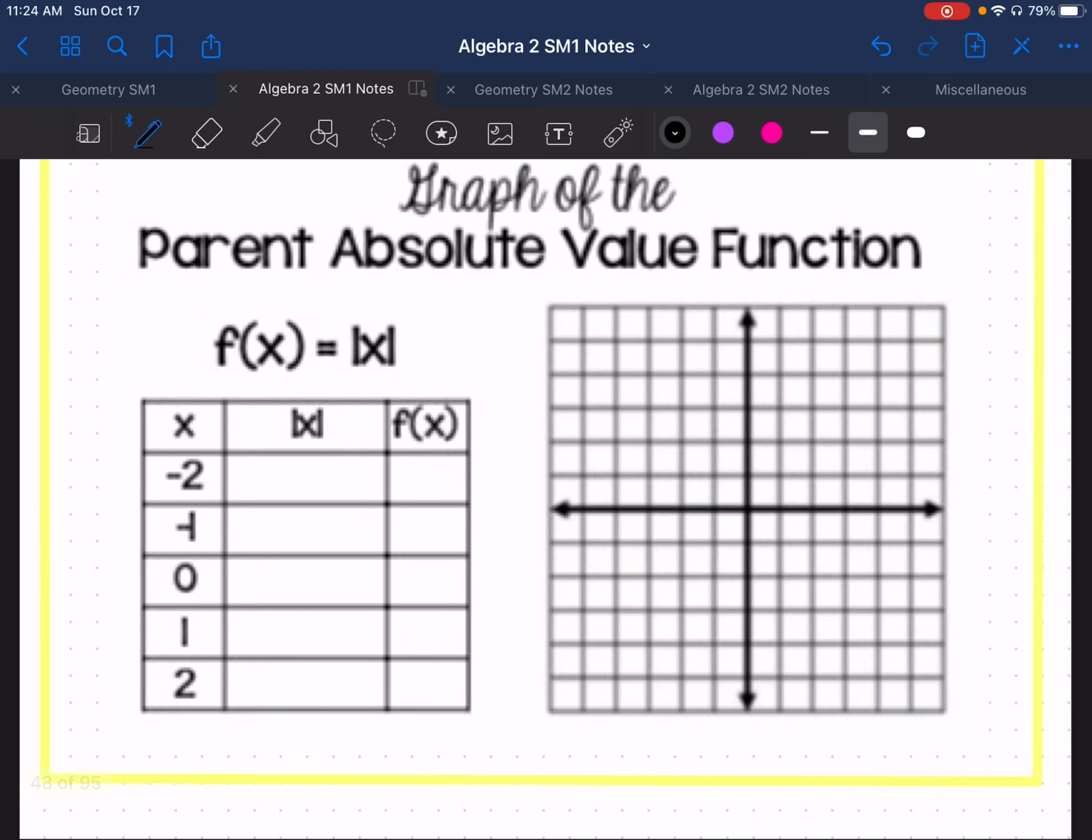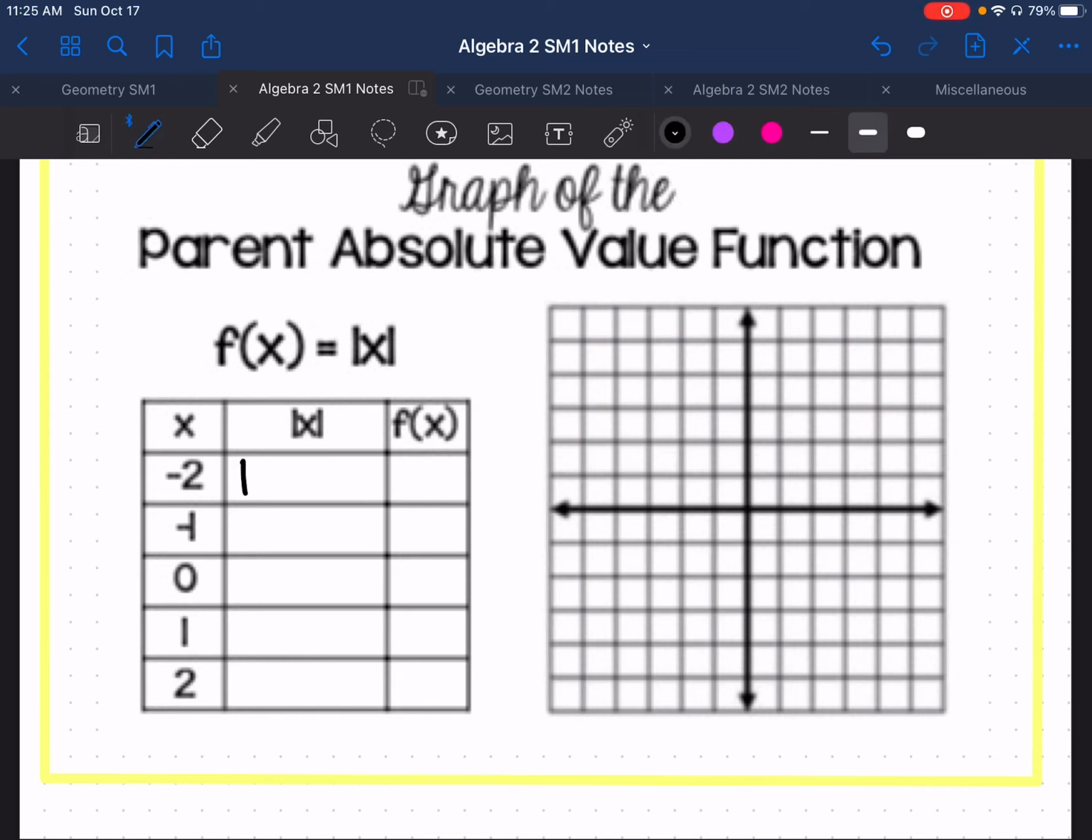So we're going to go ahead and start with graphing the parent function of our absolute value, which is simply f of x equals the absolute value of x. Remember, f of x is the same as your y equals, and so f of x is just my y value. It's just function notation. So we have a nice little chart here.